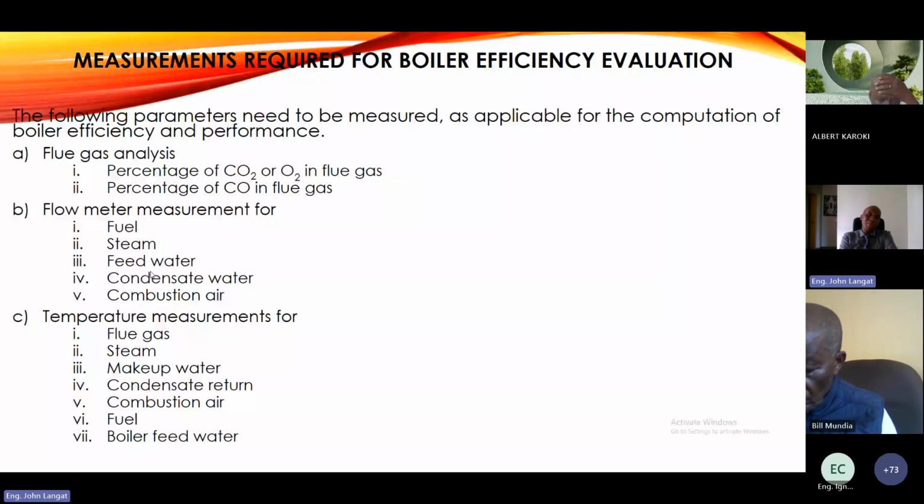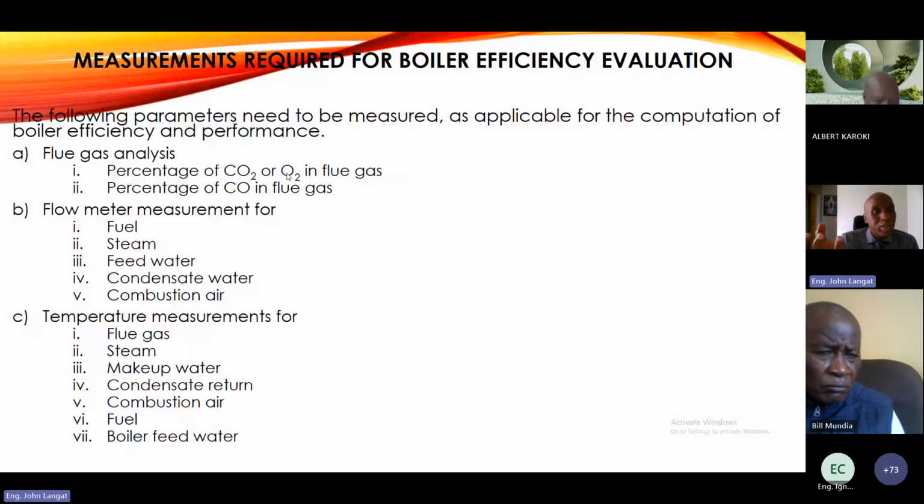And as you see, anything above 400 parts per million tells you that there is soot, or your combustion is not stoichiometric. And as we said earlier, the higher the CO2, the better the combustion. Of course, higher levels of oxygen mean you are not utilizing the oxygen supplied into the furnace. So some of it is escaping, and not only escaping, it is also going away with the heat. Then you need flow measurements for fuel if you are using HFO.